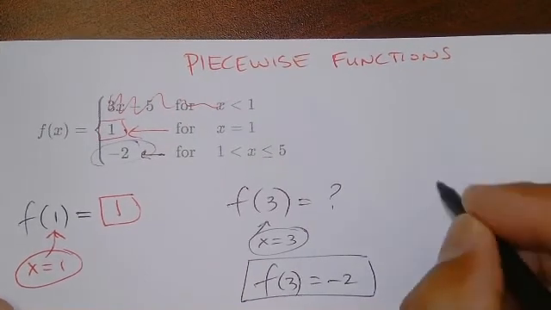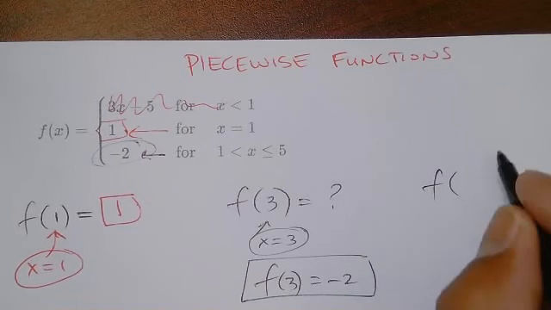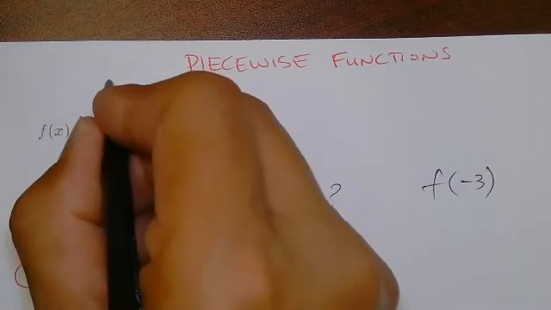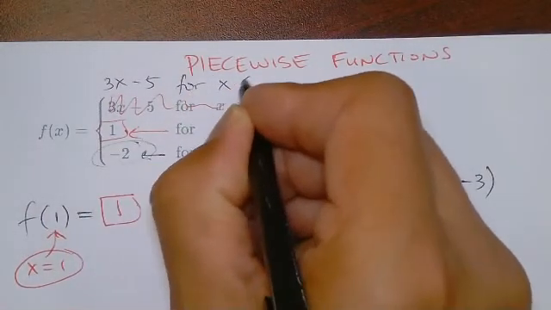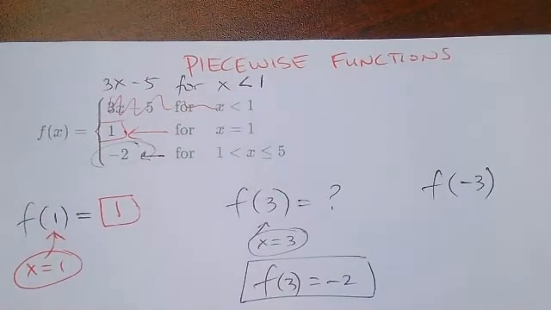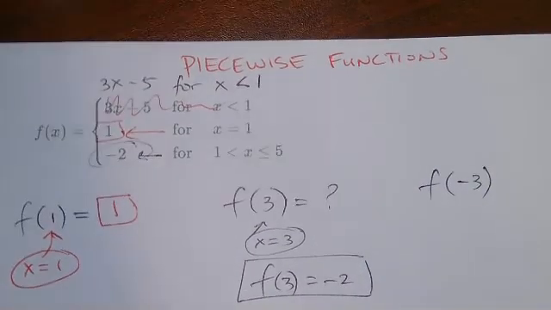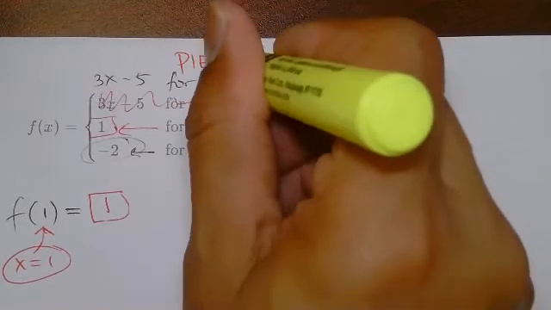Okay, and let's do one more here. What if I put for f of -3? And sorry I erased it, but I'll write it again. 3x minus 5, 4. Does everybody agree it's going to be this top one?